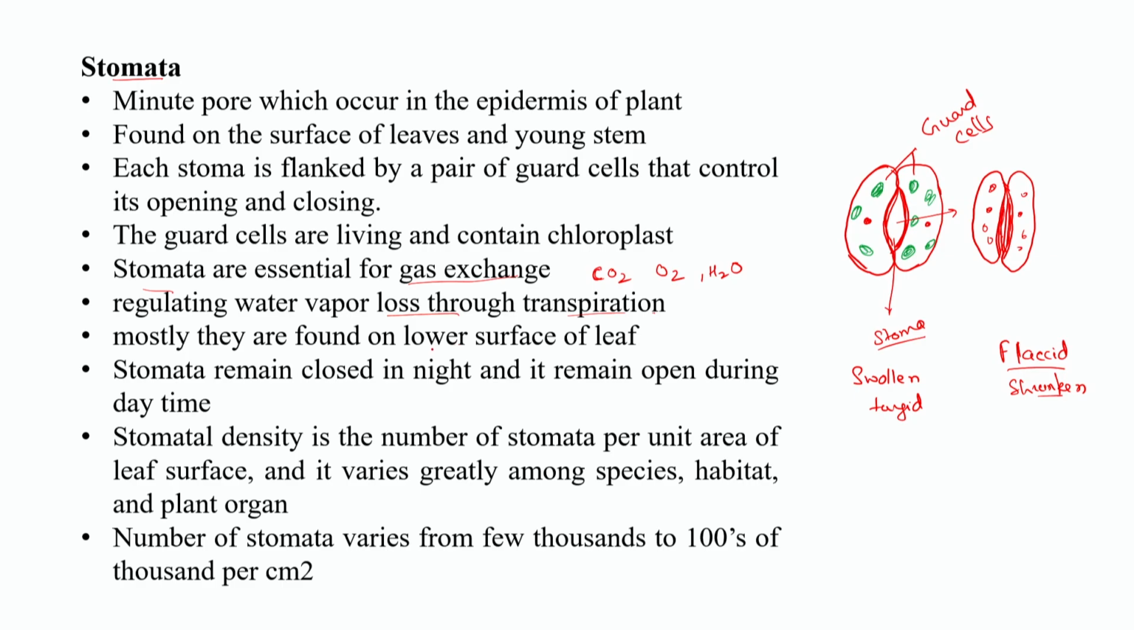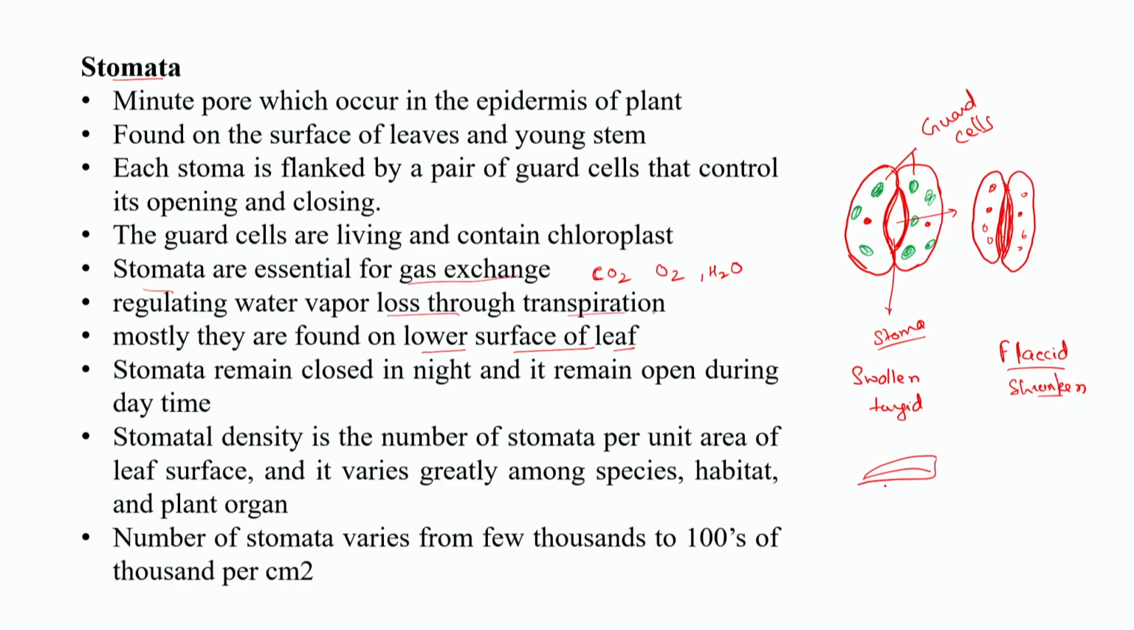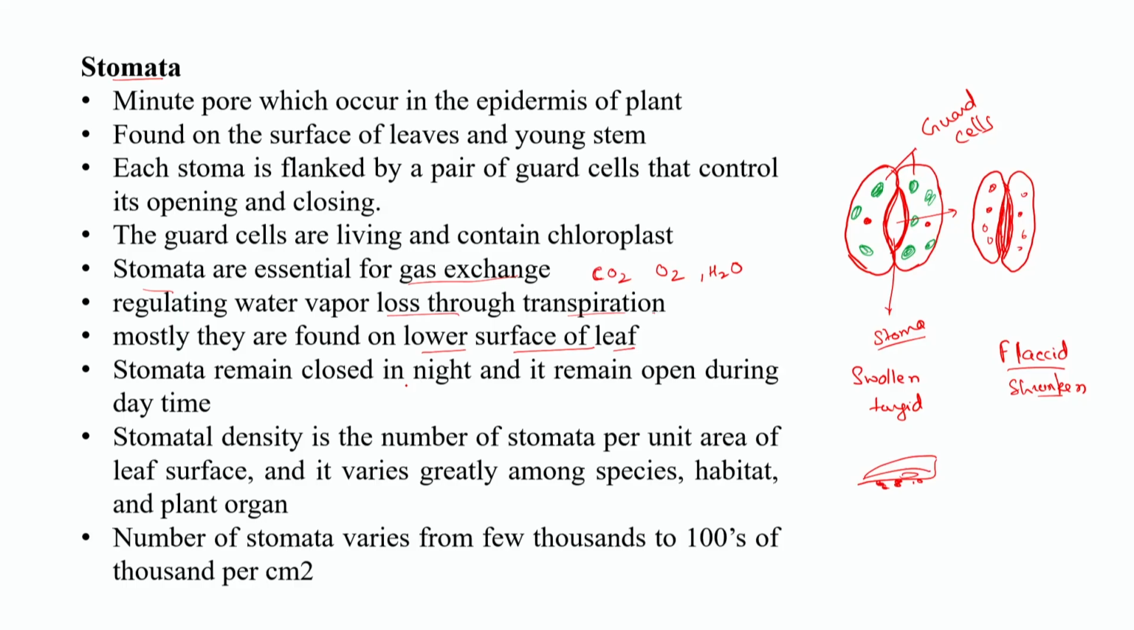Mostly this stomata is found on the lower surface of the leaf just to reduce transpiration, because on the lower surface of the leaf there is more shade, there is more humidity maintained. So water loss in the form of transpiration will be low. So if stomata is found on the lower surface of the leaf, definitely less water will be lost, because in more drier condition more water loss is definitely occurring. It is closed at night and it remains open during daytime.